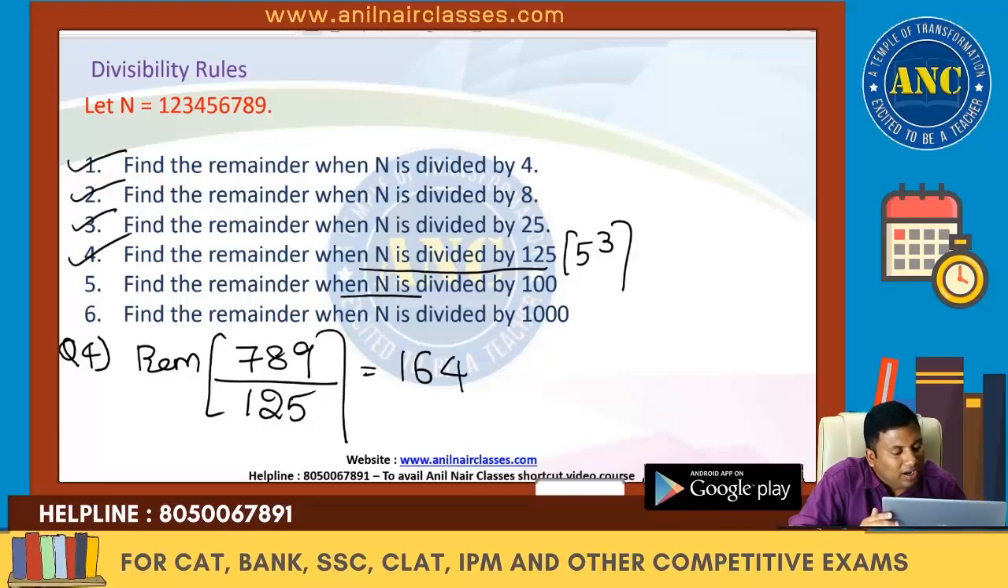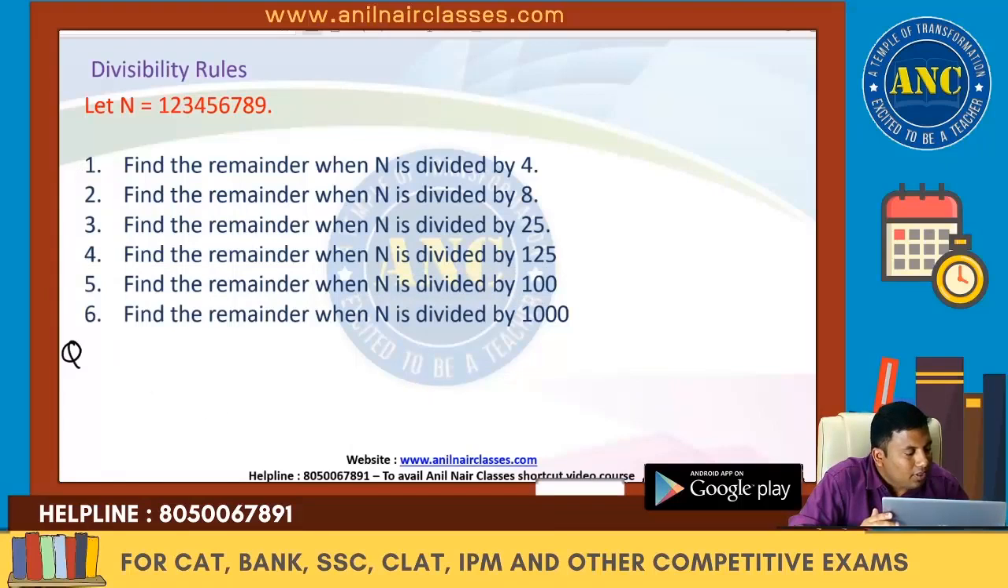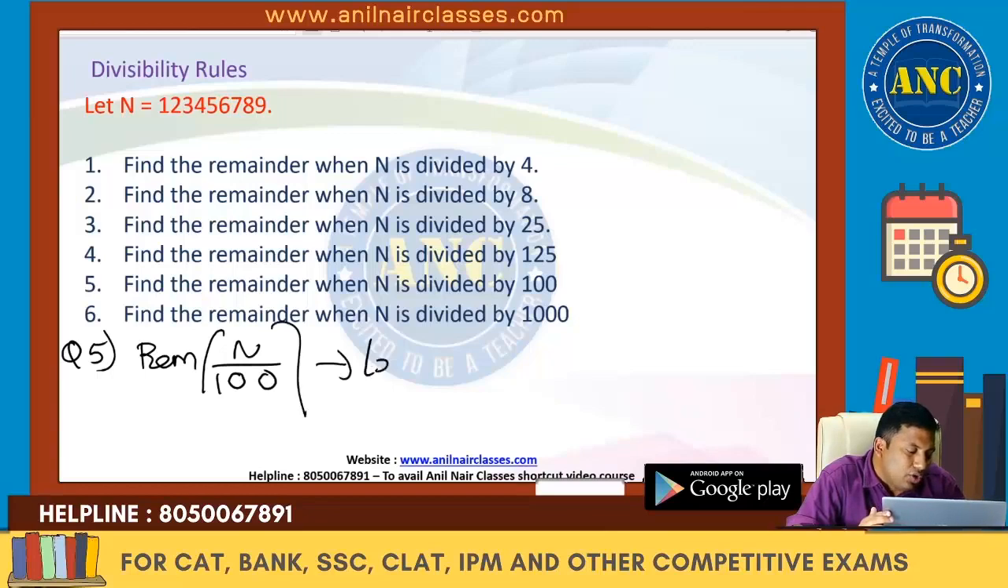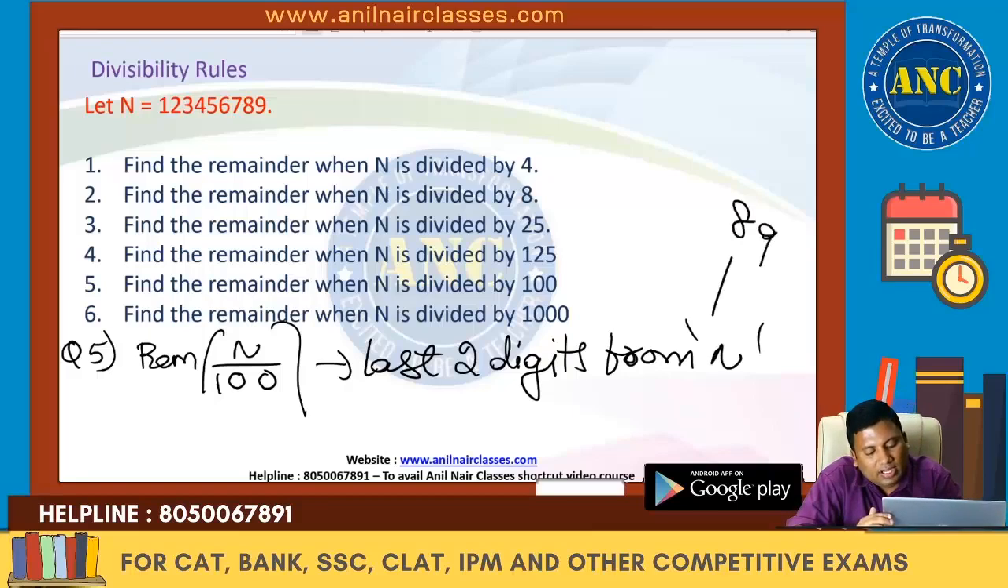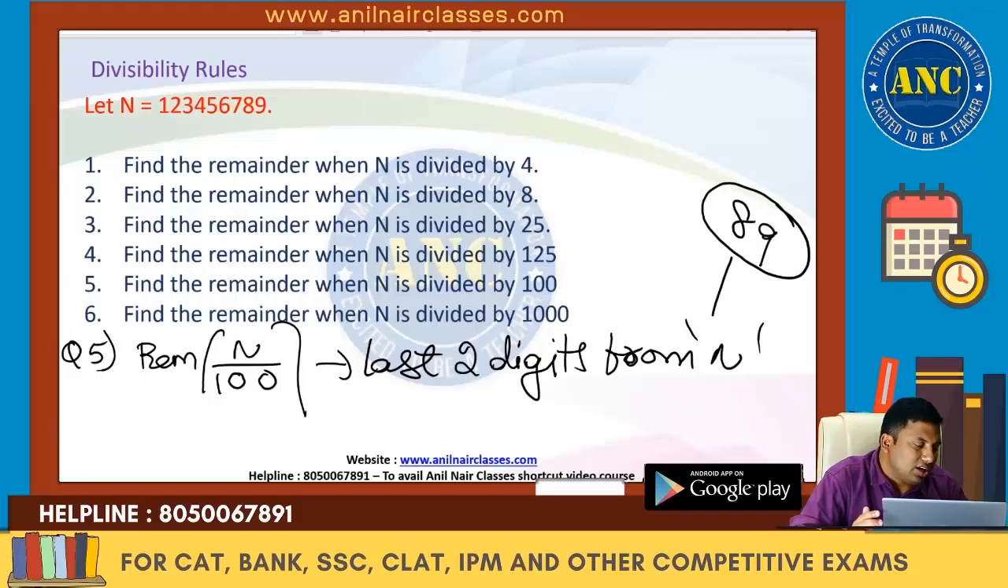Find the remainder when n is divided by 100. 100 means the last 2 digits. When you divide a number by 100, what you have to do is just take the last 2 digits of the given number, from n. The last 2 digits from n is nothing but the remainder. The last 2 digits are 89. The answer for this question is 89.